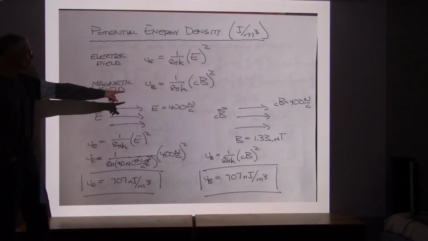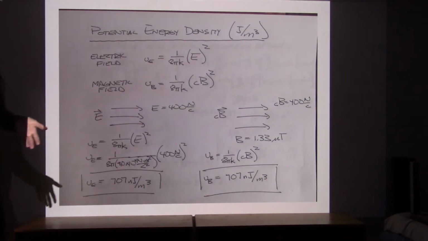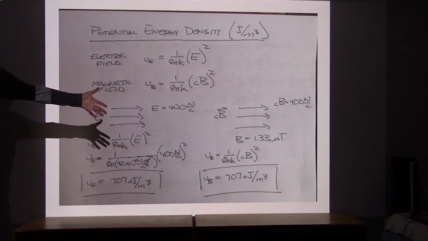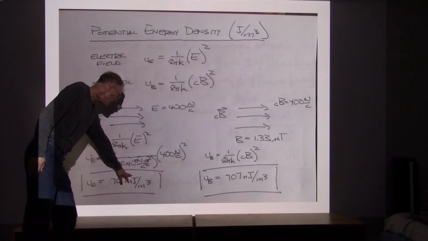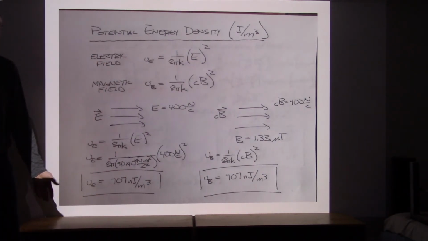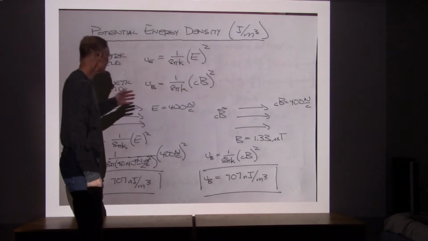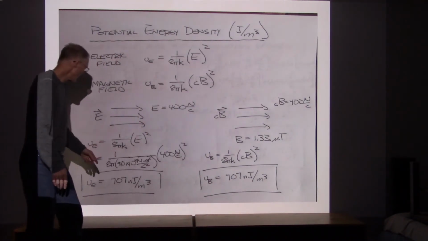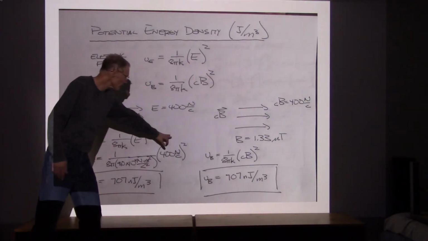So 400 newtons per coulomb sounds like it's not a huge electric field, but it's not nothing. But the energy density there per cubic meter, that's a pretty good volume of space, still is just in the hundreds of nanojoules. So not especially large, not a huge amount of energy in this field. Now, if this field were going to go up by a factor of 100, then this energy density would go up by a factor of 10,000 because of the square factor here.